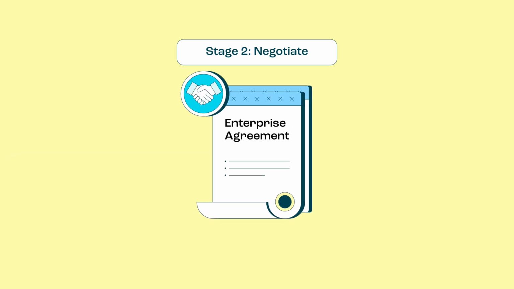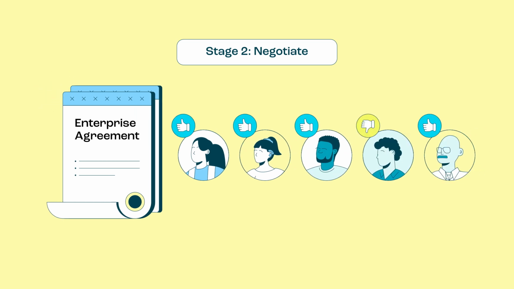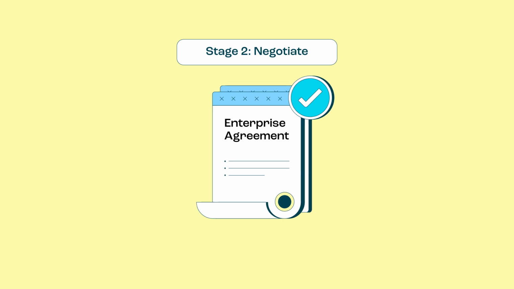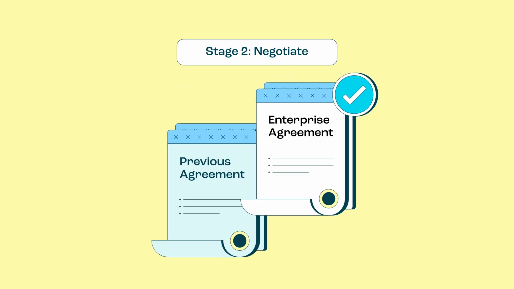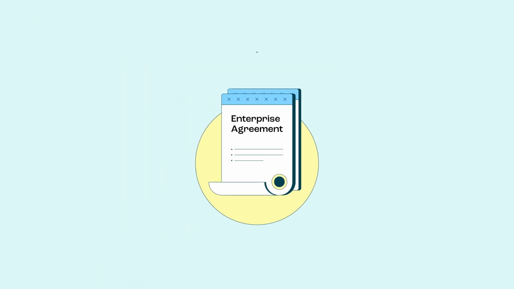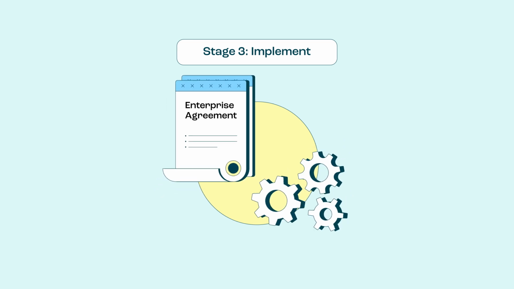Once the terms of the enterprise agreement are settled by the bargaining committee, it must be voted on by employees and approved by the Fair Work Commission. Once approved, the enterprise agreement replaces any awards or previous agreements that would otherwise apply. The final stage of bargaining is to implement the approved enterprise agreement.